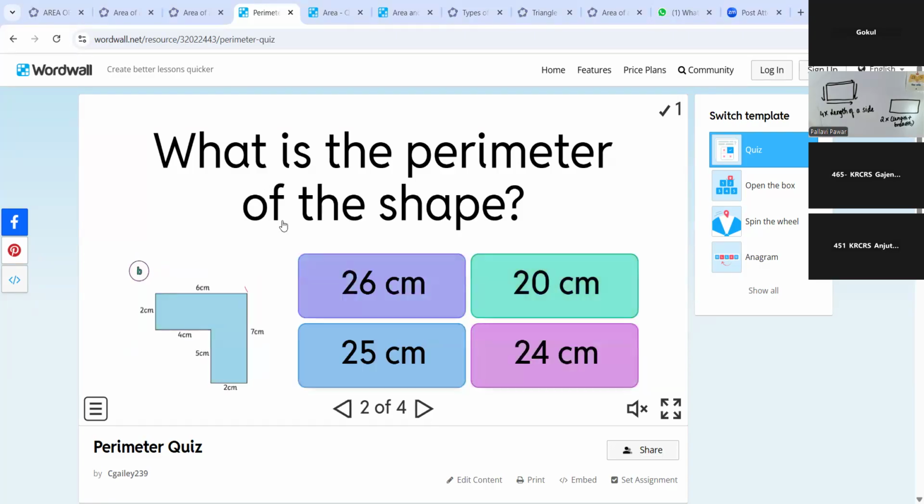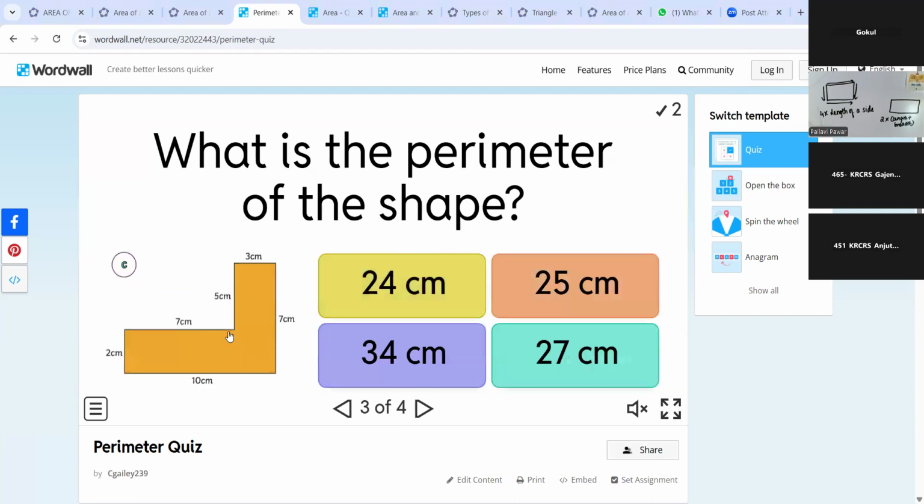So the next one, what is the perimeter of the shape? This is the shape given here. Add all these measures and tell me its perimeter. So it is 6 plus 2 plus 4 plus 5 plus 2 plus 7. Quickly do it and tell me what the answer can be. What can the answers be? Tell me when you add all these. 6 plus 2 plus 4 plus 5 plus 2 plus 7. So it adds up to, yes, it adds up to 26 centimeter. Yes.